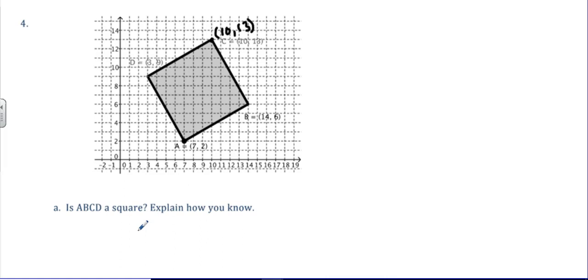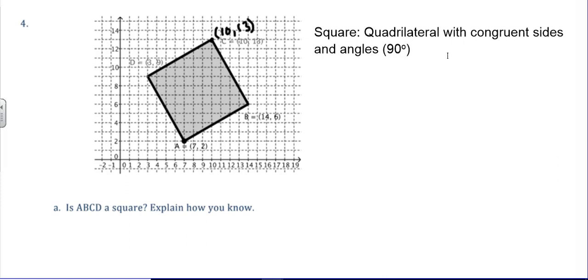Well, squares have the properties of the rectangle, which is a quadrilateral with 4 right angles, and it also has the same properties of a rhombus, which means that all of the sides have to be congruent to each other. Squares are quadrilaterals with congruent sides and angles. With the congruent angles, each angle has to equal 90 degrees. So let's take a look at this quadrilateral. Let's start with looking at the lengths of each side.